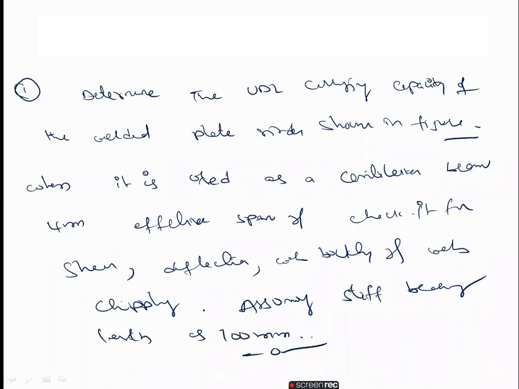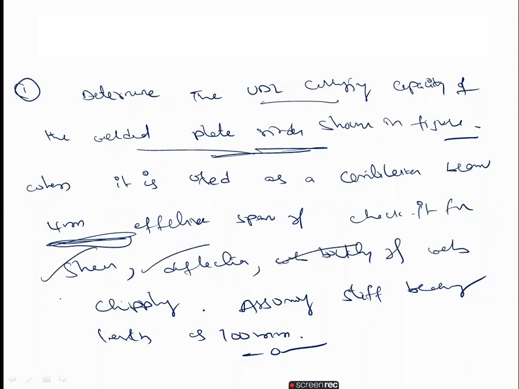So my dear students, in the examination they will directly ask questions like this. Anyway, this is a very easy problem. I will make it very easy for you. Here it is saying to determine the UDL carrying capacity of the welded plate girder in the shown figure. I will draw the diagram. It is used as a cantilever beam. The beam length is 4 meters, they have already given. So you have to check it for shear, deflection, web buckling, and also web crippling. Take the stiff bearing length as 100 mm only.